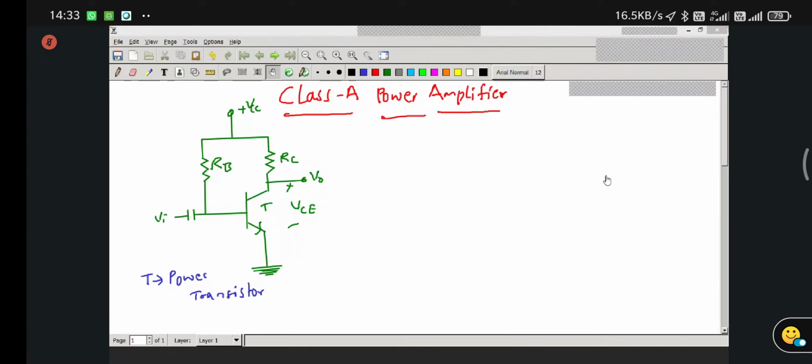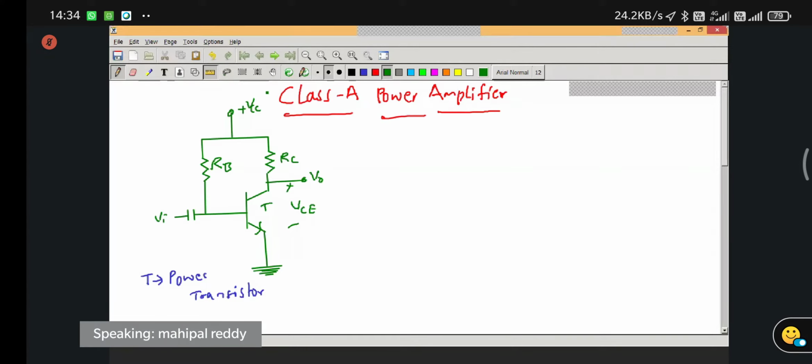Let's go for the DC analysis. I told you already, we have divided the power amplifiers based on the position of the Q point. That we have seen already. If the Q point is in the middle of the DC load line, then we can say that the corresponding power amplifier is a Class A power amplifier.